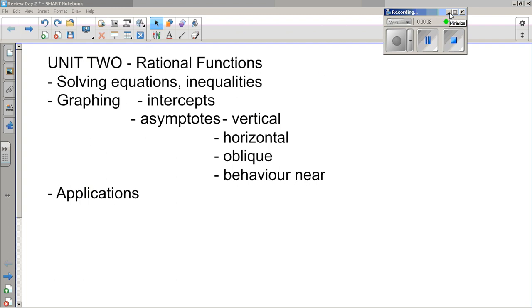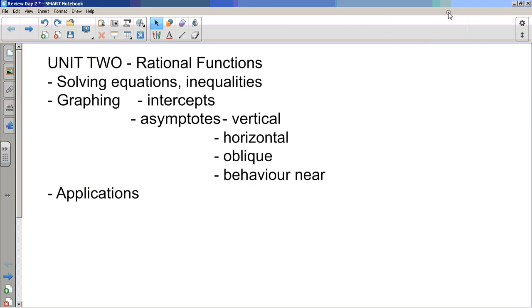Okay, here we go for review day 2, which was on rational functions and equations and inequalities and that sort of thing. Topics there: solving equations and inequalities, graphing, and that's the example we'll actually see, a graphing example, and applications, and I think we did rate of change in there as well.